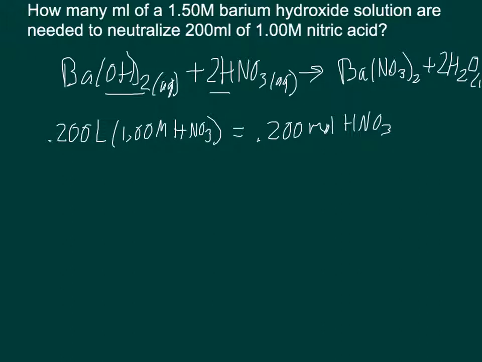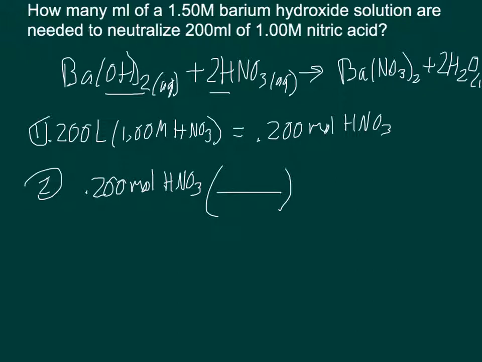If you remember when I talked about stoichiometry, the first thing you do is get to moles. Done. Second thing, go from the moles of what you're at to the moles of what you want. Well, 0.200 moles of nitric acid. I'm trying to convert to the barium hydroxide, so there is 1 mole of barium hydroxide for every 2 HNO3. So that is going to be 0.100 moles of barium hydroxide.